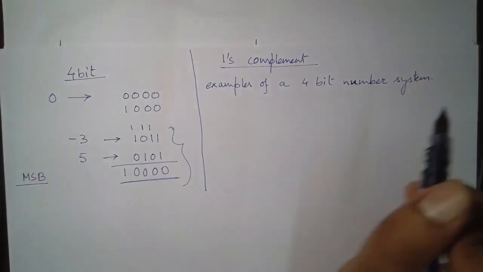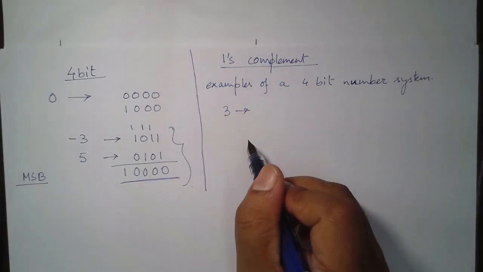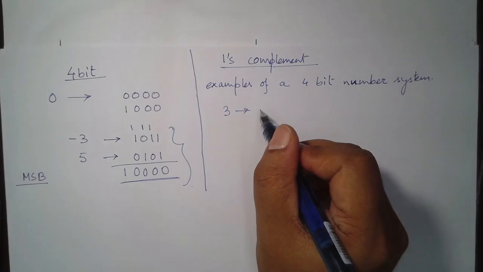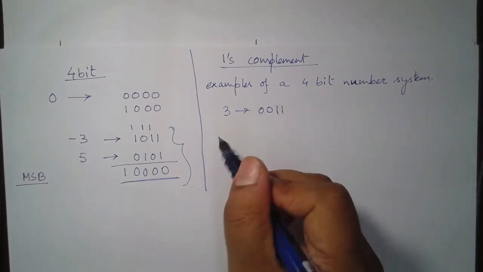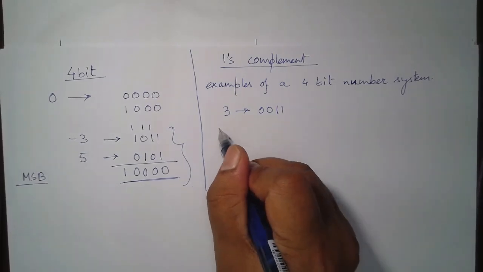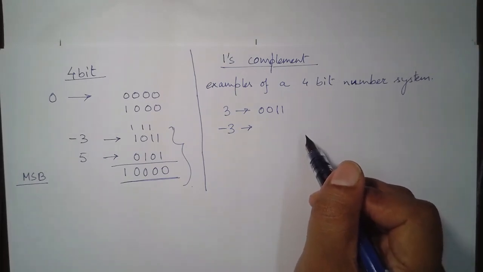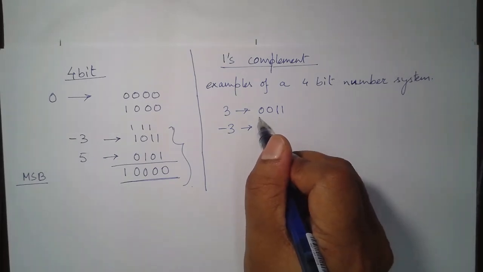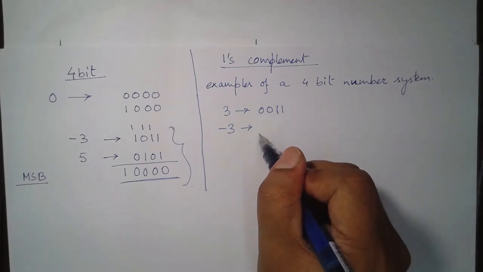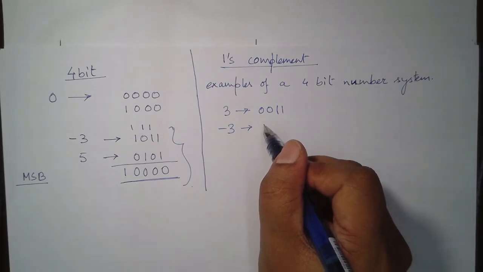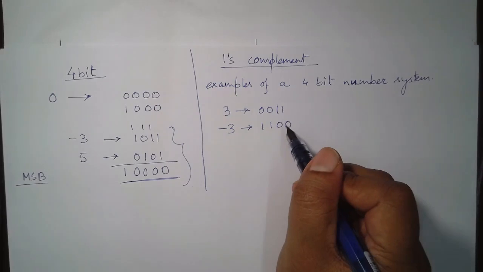All right. So let us say this is our positive 3. In the 4-bit number system, positive 3 will be represented as 0 0 1 1. Now, what does ones complement say about how we will represent minus 3? It says that you flip all the bits of the positive 3 representation. If you flip all the bits, then you will get your negative 3. So it means 1 1 0 0.